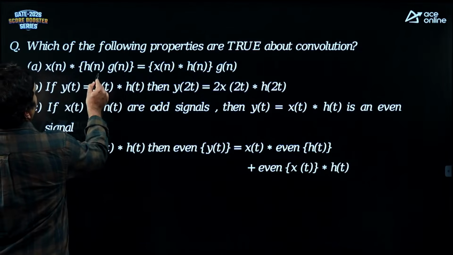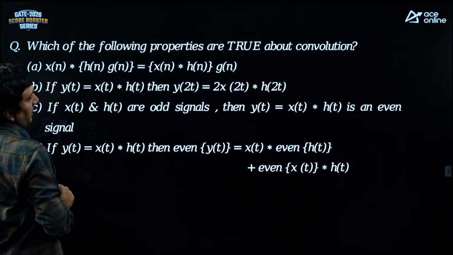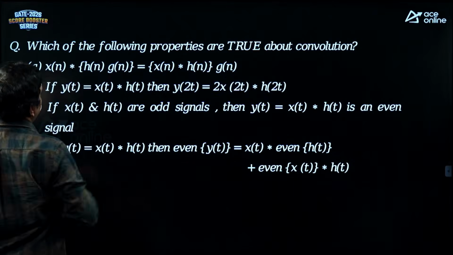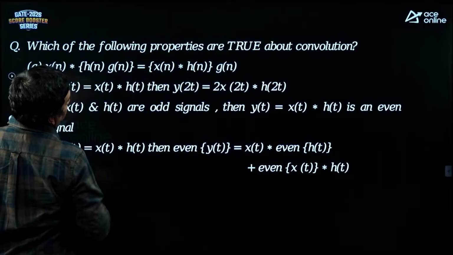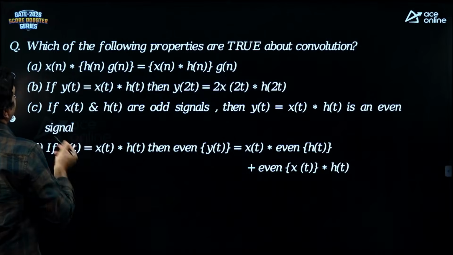x n convolved h n, times g n, is equivalent to x n convolved h n times g of n. That is what is mentioned in option A. The star denotes convolution. Let us verify.